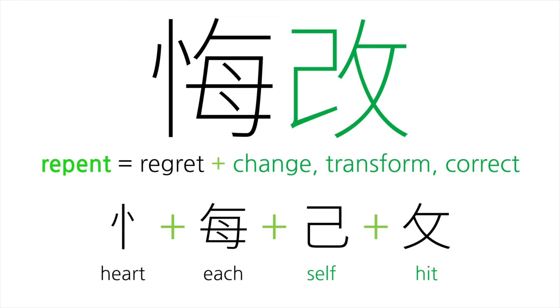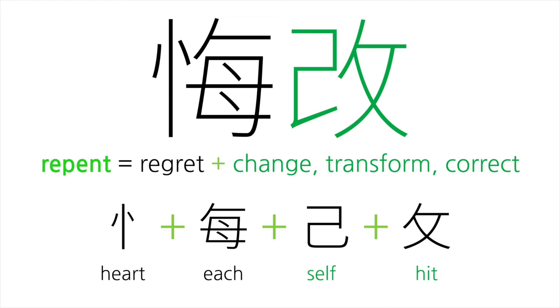And what about each? I think that when we regret something, we shouldn't cherry pick. We should regret each and everything in our life that is not pleasing to God, or each and everything in our life that hurt somebody in some way that God may not be pleased with.